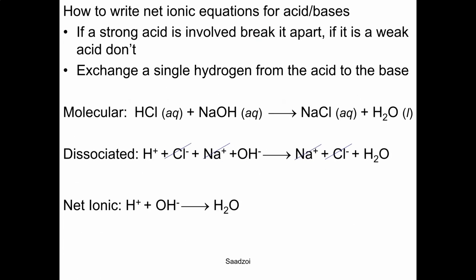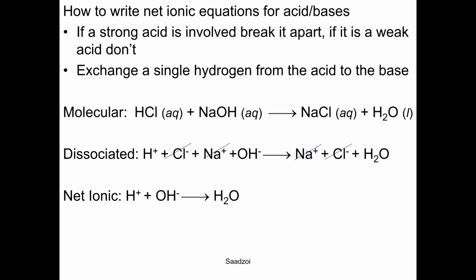How to write net ionic equations for acid-base reactions. All you need to do is write out the reaction and then get rid of whatever is not involved. So sodium we know is always soluble. Hydrogen is involved in the acid base because this H is taken by the hydroxide. That's what acid base basically means. The acid gives a hydrogen to the base, which is hydroxide in this situation. We'll talk about that in more detail later.